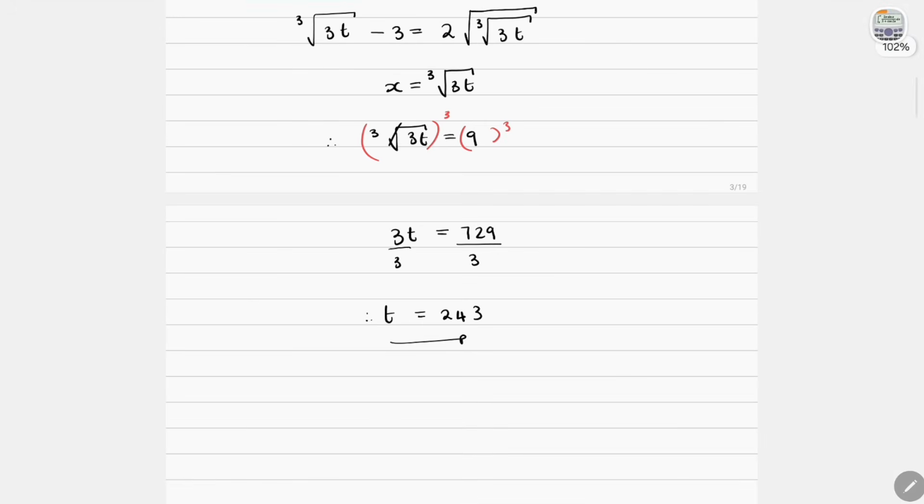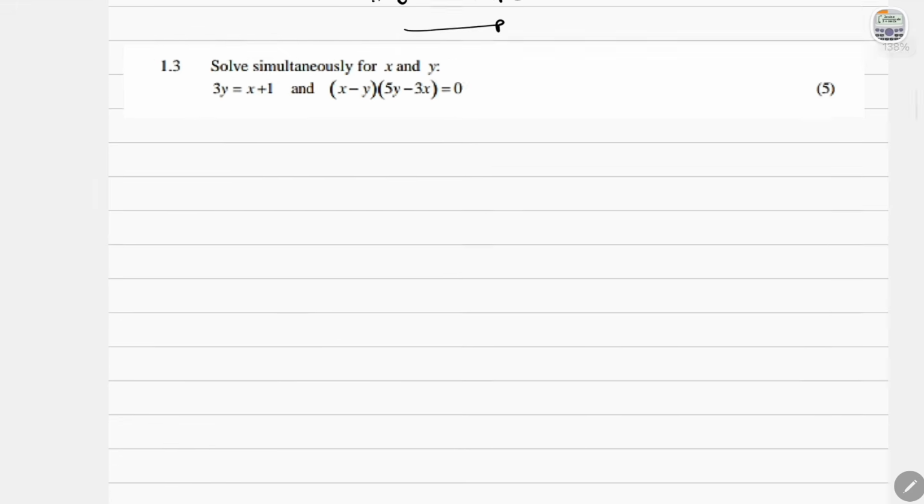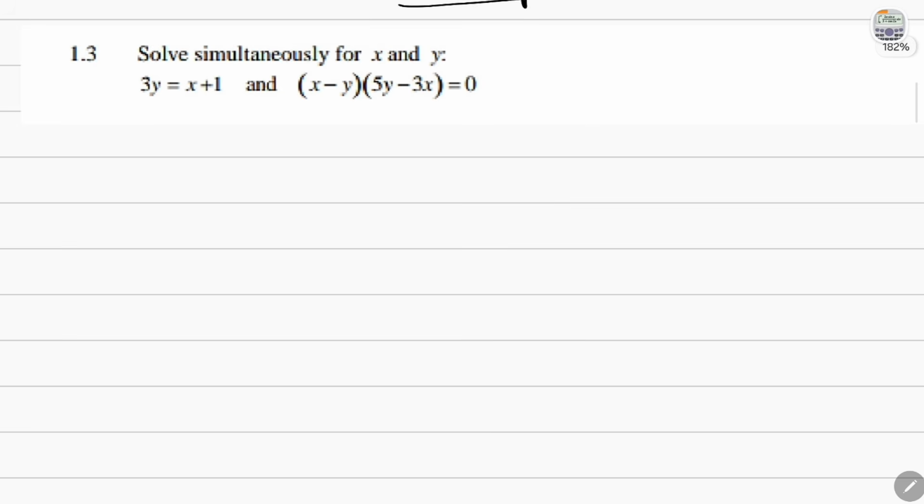Moving on to the next question. Question 1.3 says solve simultaneously for x and y. And they tell us that 3y is equal to x plus 1. Do you see that x is on its own here? So we can actually make x the subject. Also, this is a linear equation. There's no squared or cubed or square root or xy. So we can actually make x the subject.